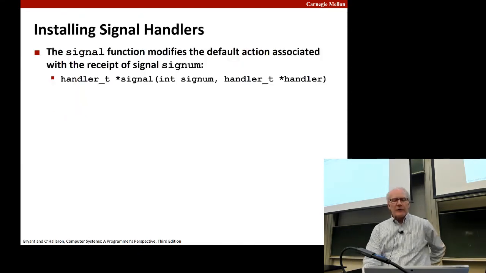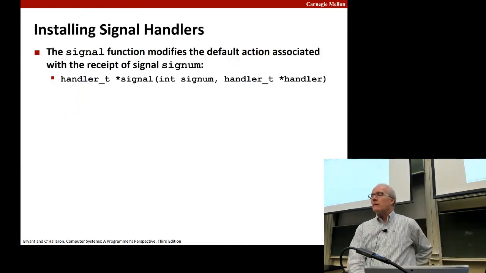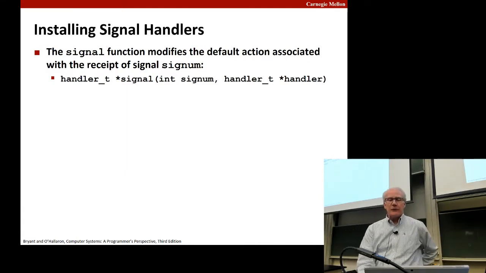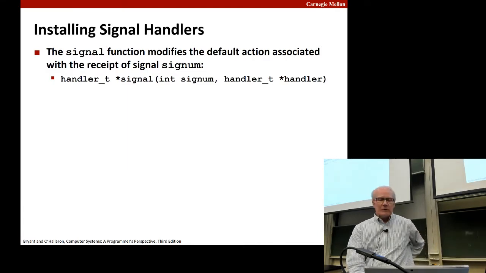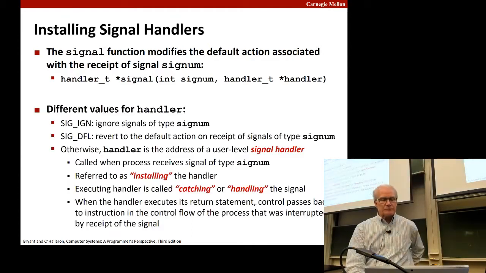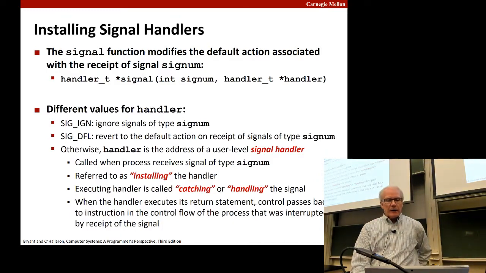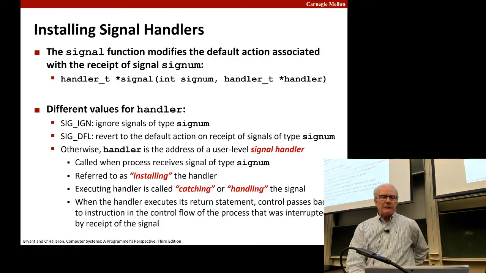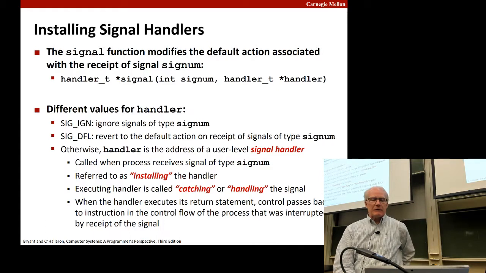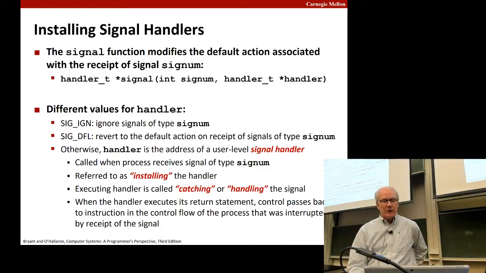There's a function called signal that you use to say, I've got some code called the handler, and I want you to use it to handle this particular signal number, which you give as an argument. There are predefined constants corresponding to possible default actions you can take, or you can give the address of a function.